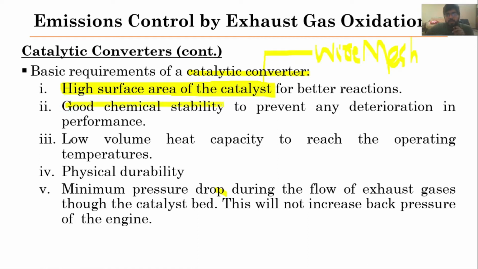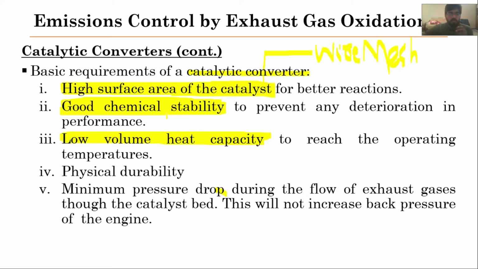Another thing is good chemical stability, meaning our catalyst should not be reacting with the exhaust gases by itself. It should be chemically stable. It should sustain its chemical state throughout the engine operation. And low volume heat capacity: it should have a low volume heat capacity to reach the operating temperatures. Meaning it should not absorb too much of the energy, so that the desirable operating temperatures are being produced.